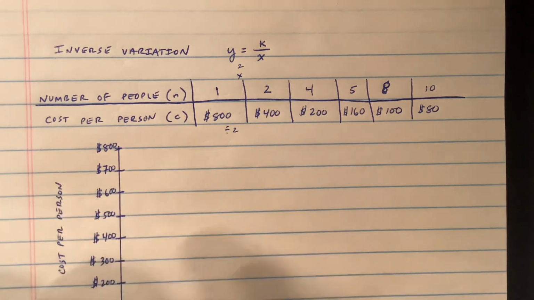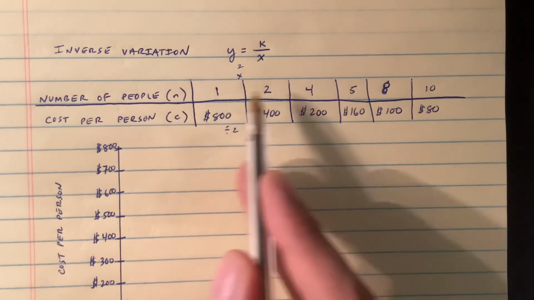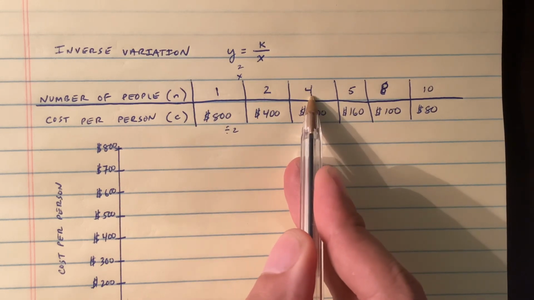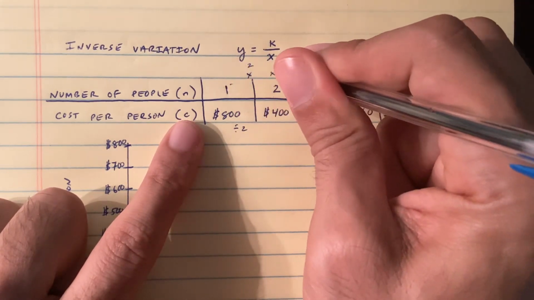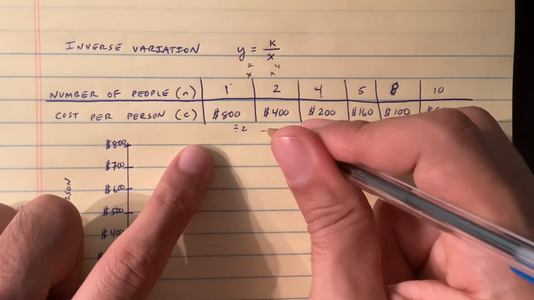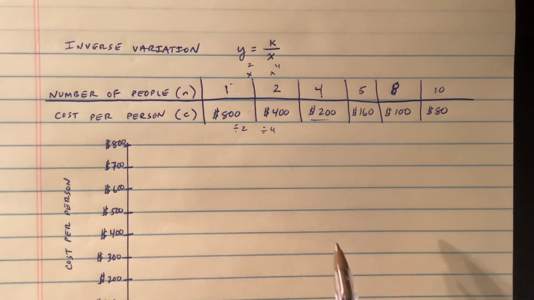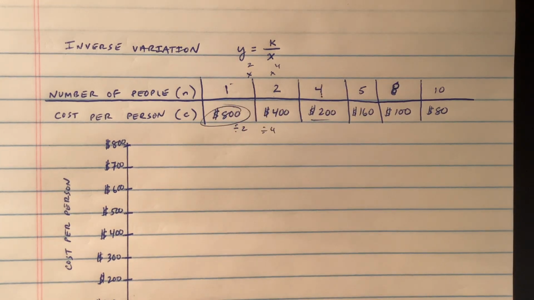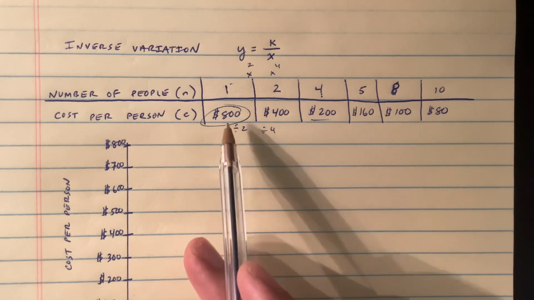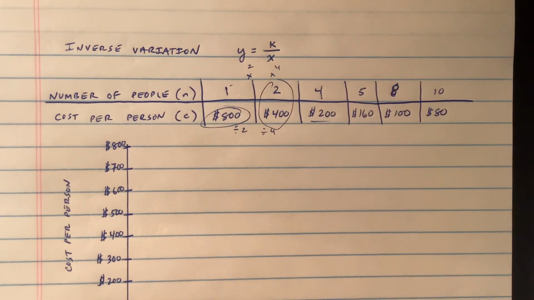All right, let's check some of the other ones. If instead of 2 people going, there are 4 people going, then we multiply to get from 1 to 4. 1 times 4 is 4, and 800 divided by 4 is now equal to 200. This also makes sense because we want to cover the full cost of the hotel room, which is $800. If we multiply the x and the y, we should always get $800.